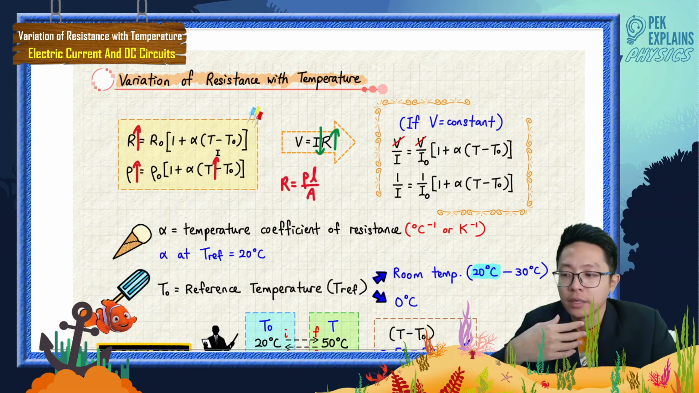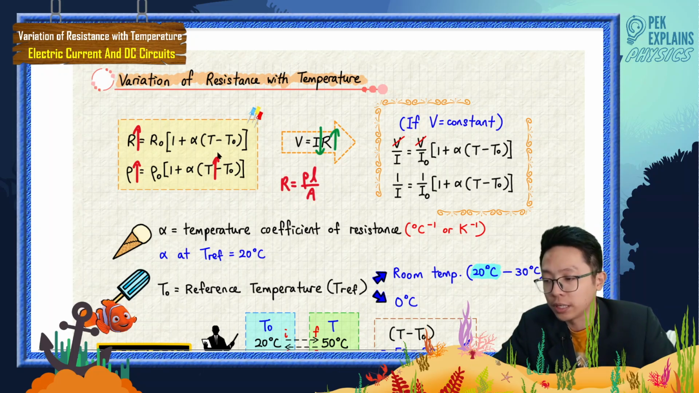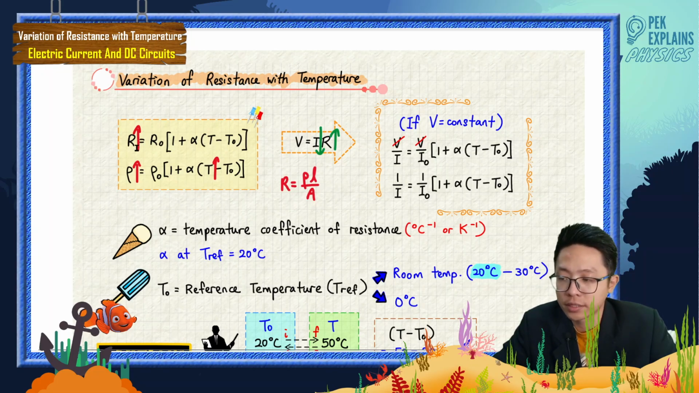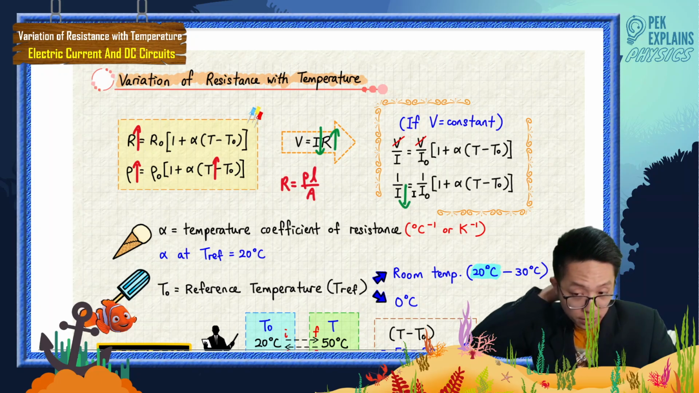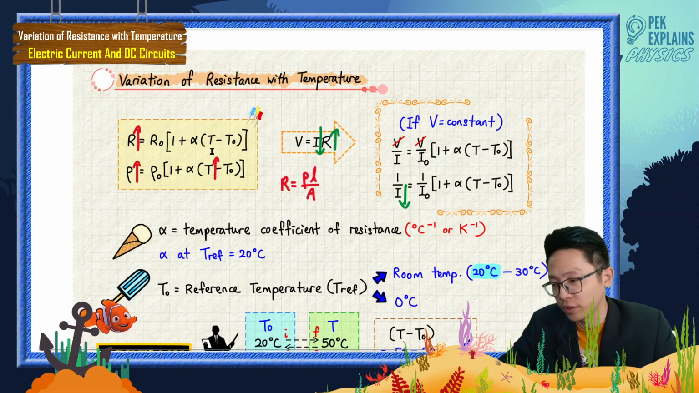So we can say that if temperature increases, the resistance will increase, and then in the end, the current will decrease. So there are three formulas for you to use: about the resistance, about the resistivity, and about the current. Current changes with the changes in temperature.